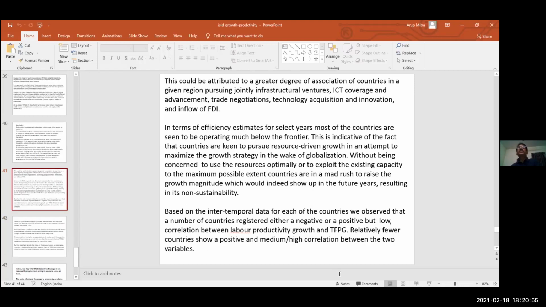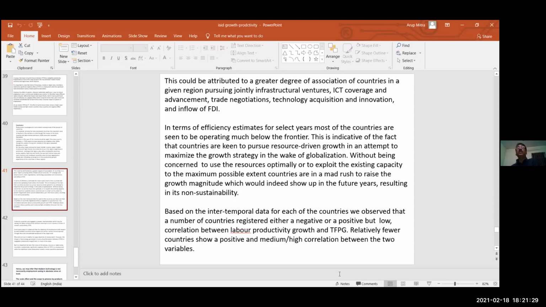This could be attributed to a greater degree of association of countries in a given region, and maybe these countries are jointly pursuing infrastructural ventures, ICT coverage and advancement, trade negotiations, technology acquisition, innovation, and inflow of FDI. In terms of efficiency estimates, for select years, most of the countries are seen to be operating much below the frontier, which confirms that they are all pursuing resource-driven growth and not really resource-saving growth.